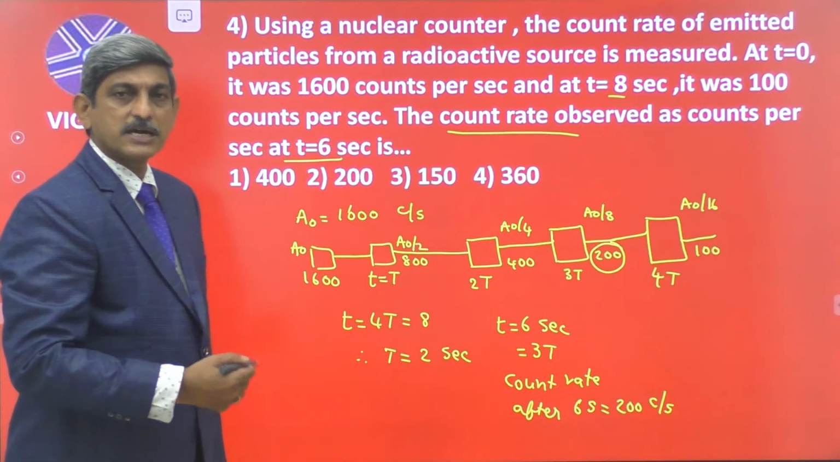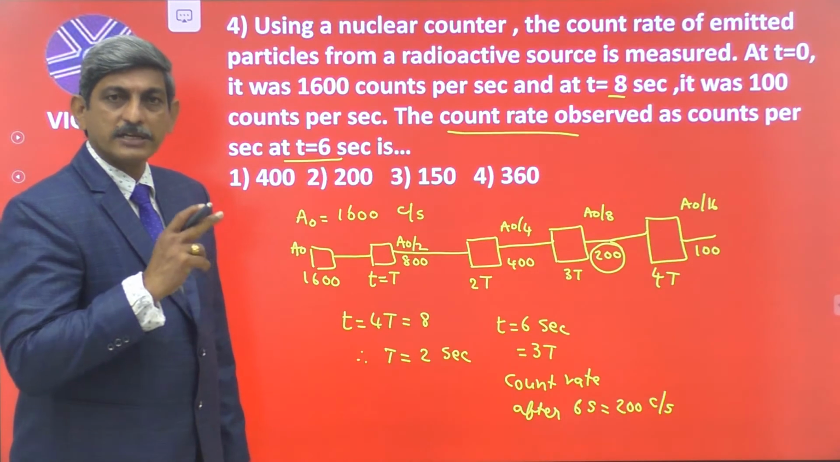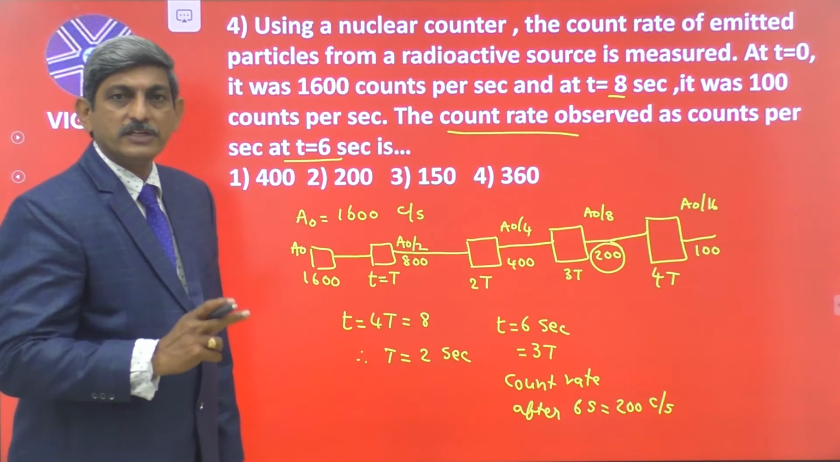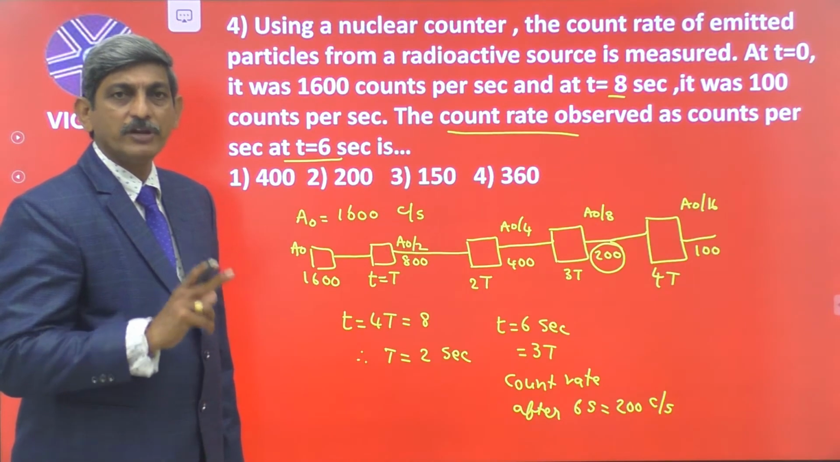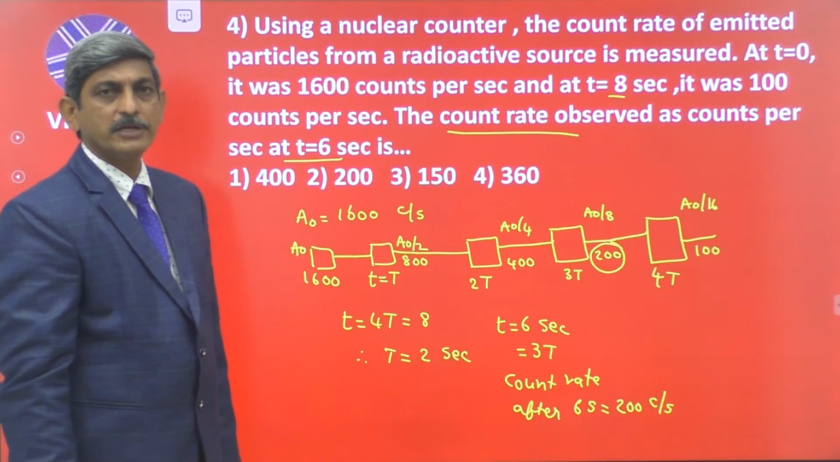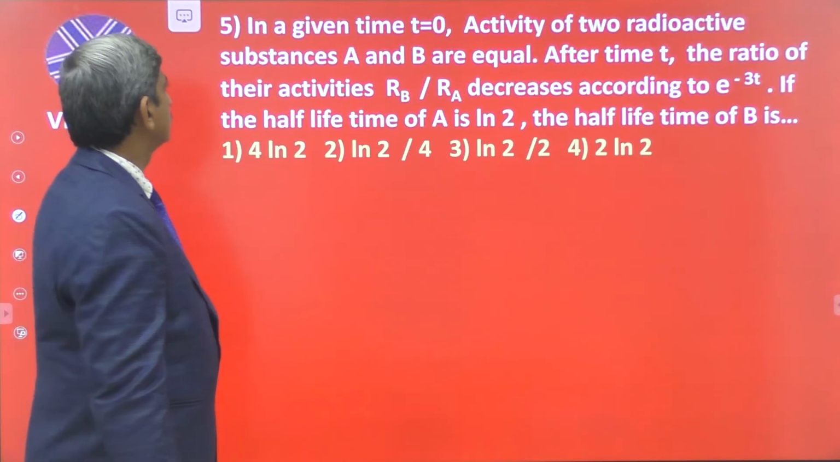Okay, here the concept behind it is that the number of nuclei, or the activity, or the rate of decay becomes half of the original value after every half-life time. Okay, come to the next problem.